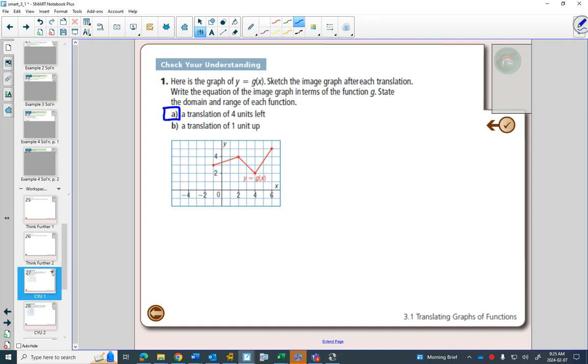4 to the left is really easy. Just take this point. 1, 2, 3, 4. Move it 4 to the left. 1, 2, 3, 4. 1, 2, 3, 4. 1, 2, 3, 4. Move each of the points 4 to the left. Connect the dots. And you finish the graph. That was fairly easy.